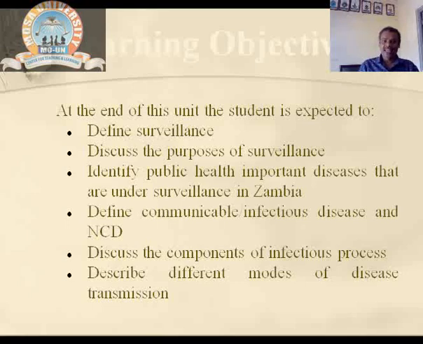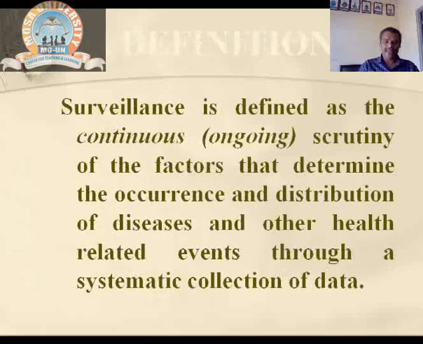The last three are more important in terms of your examinations. The first three objectives, you should understand the overall, the macro level things. What is surveillance? What kind of surveillance mechanisms were followed in our country? What is the purpose of the surveillance? These things you should understand. Based on this understanding, you can define communicable and non-communicable diseases and discuss the different components of infectious and non-infectious disease. Then different modes of disease transmission also you are going to understand.